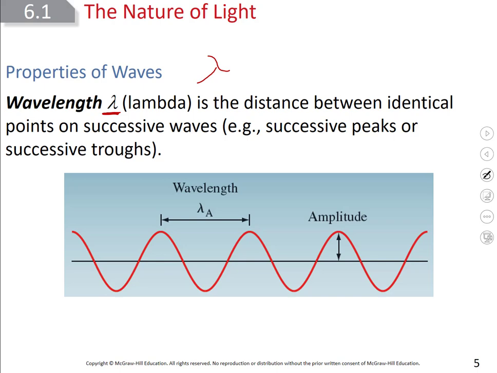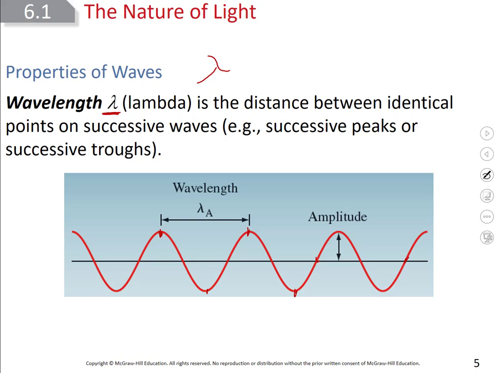So from the top of one wave to the top of the other wave, or the bottom of one wave to the bottom of the next wave, or the midpoint of one wave to the midpoint of the next wave. It's the length of the wave. These waves are repeating, so it's the length of basically one repeat unit.